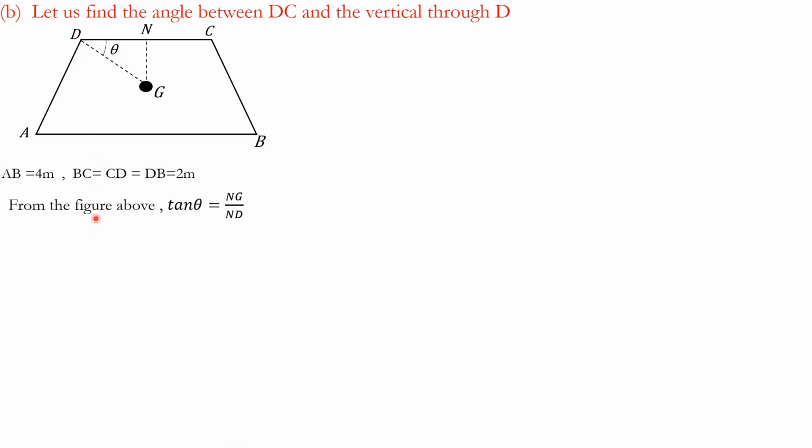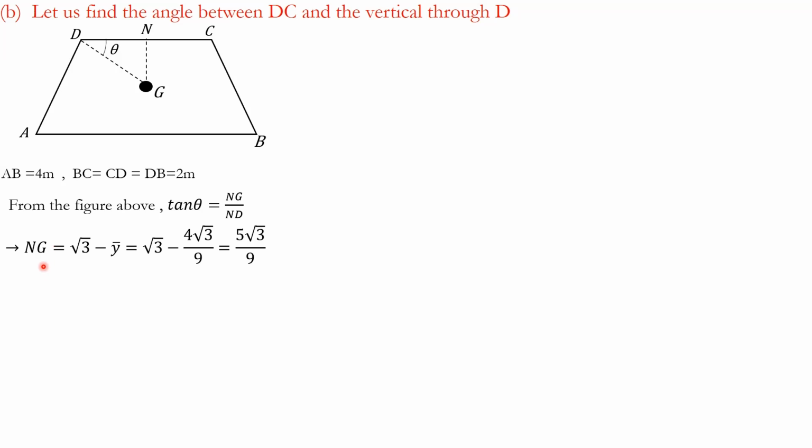So from the figure, as I said, tan theta equals opposite side, which is NG, divided by adjacent side, which is ND. So we're going to determine this NG and ND and get tan theta. After tan theta is obtained, we are going to find the angle theta being asked for in the B part of the question.